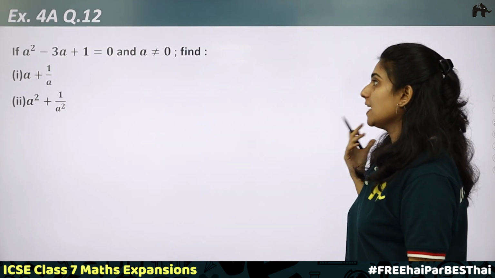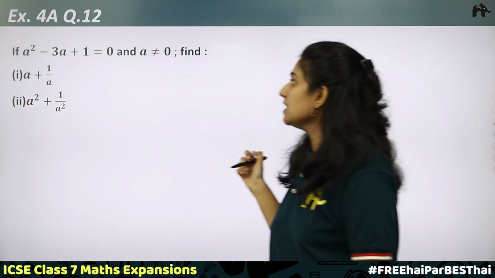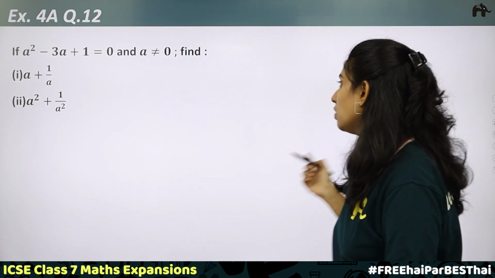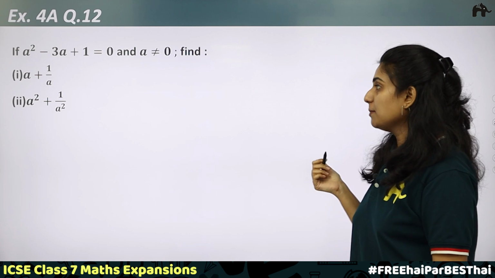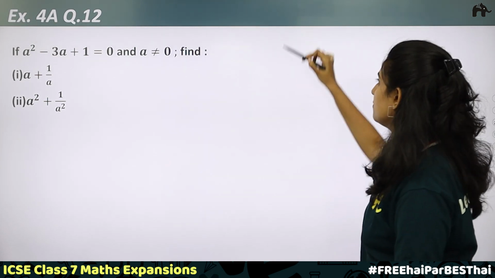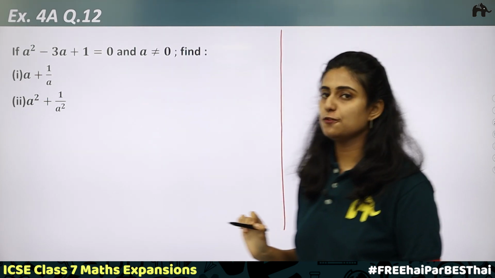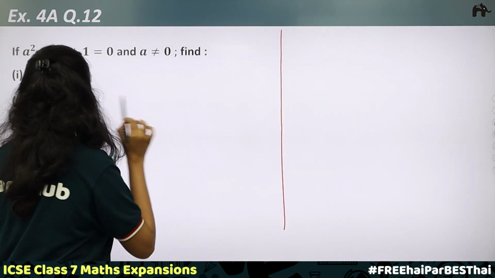Question 12 of exercise 4a. If a square minus 3a plus 1 is equal to 0 and a not equal to 0, find a plus 1 by a and a square plus 1 by a square. So, first part we have to find a plus 1 by a.